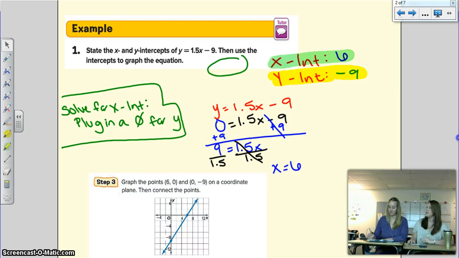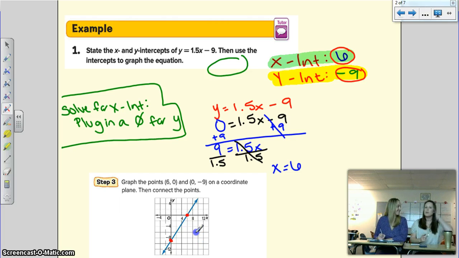So here's what it would look like. You go ahead and put negative 9 on the y-axis, where the y is labeled. Y always goes up and down. So go down to negative 9. Put a dot. Your x-intercept is where it crosses the x-axis. Again, 6. It's labeled x. Go over to 6. Put a dot. And then take your ID or whatever straight edge you have and connect the two dots.